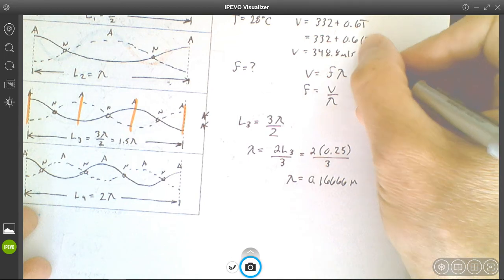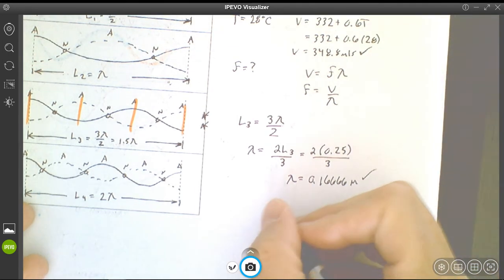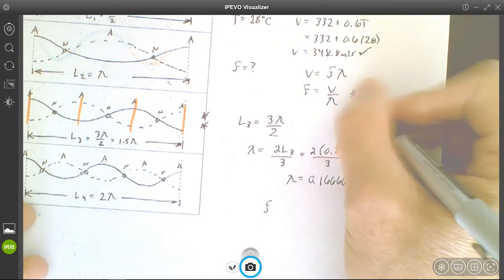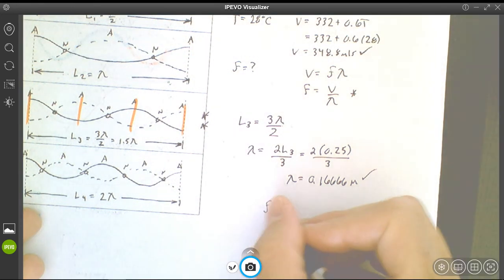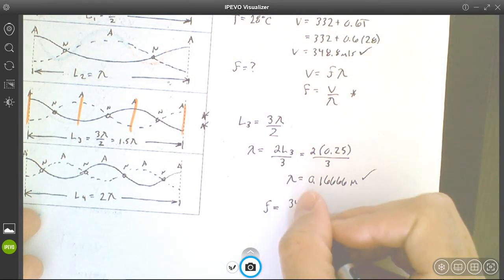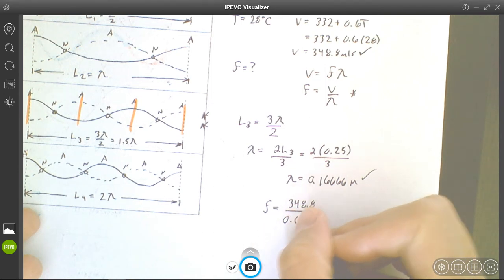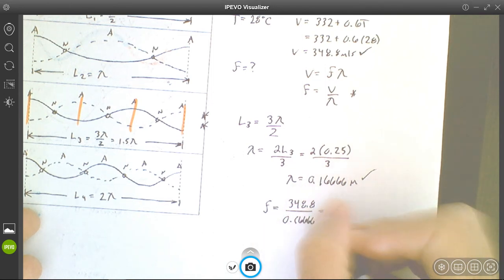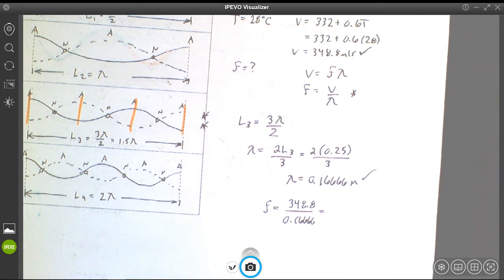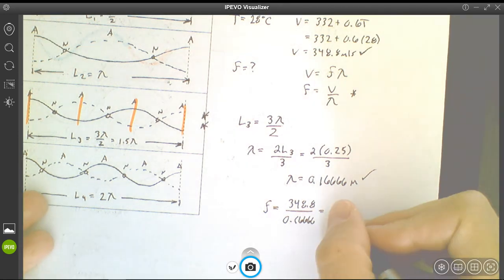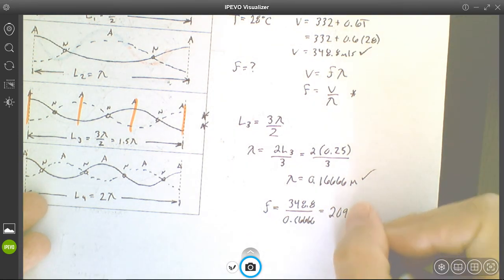So now the last part is, since we've got the speed and we've got the wavelength, we just solve for the frequency using the equation that we had there. So the equation was 348.8 divided by 0.16666. It's a frequency of about 2093 hertz. So it's a pretty high frequency.